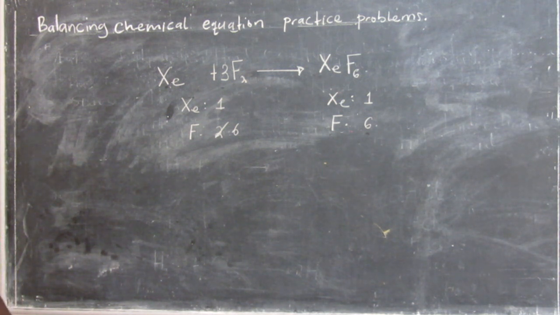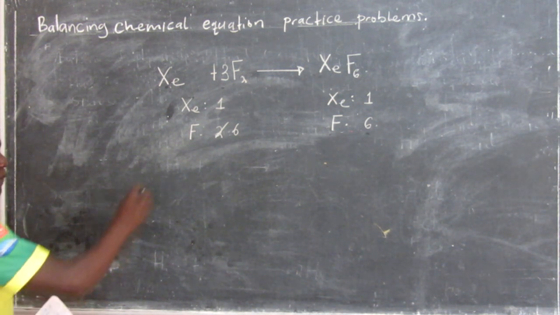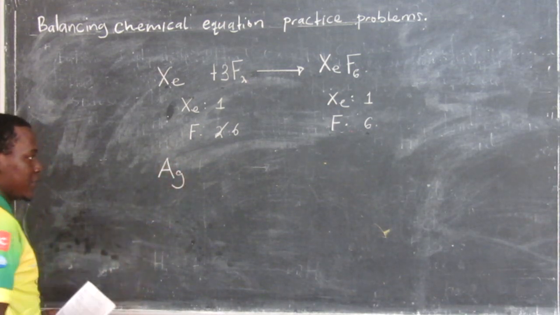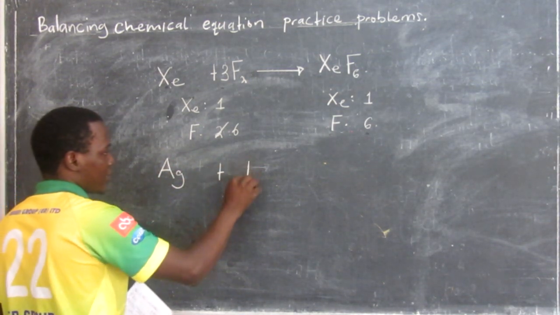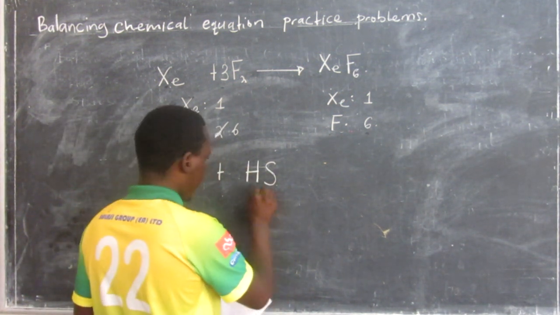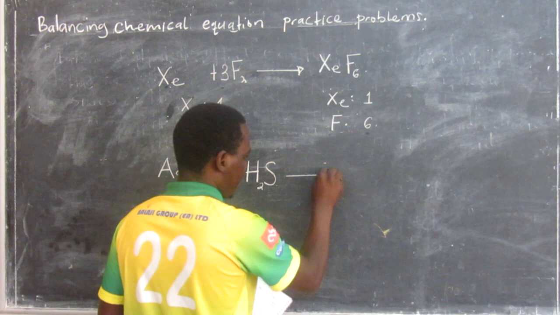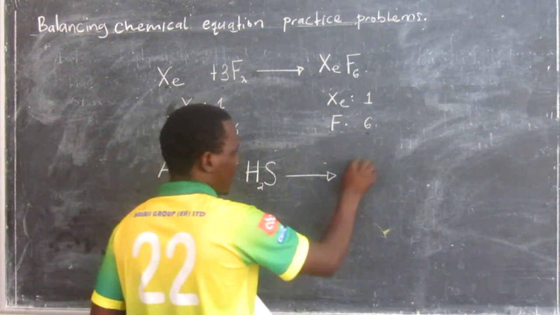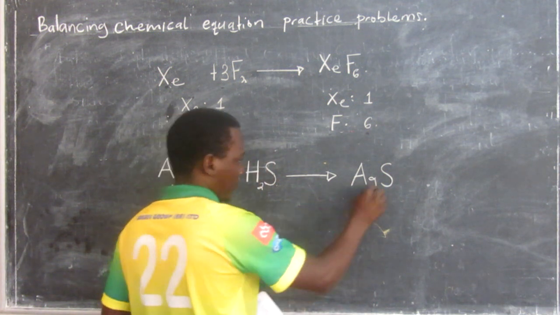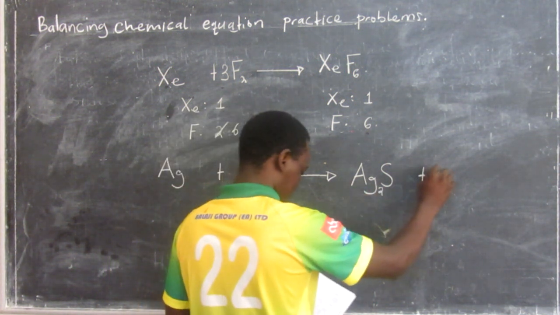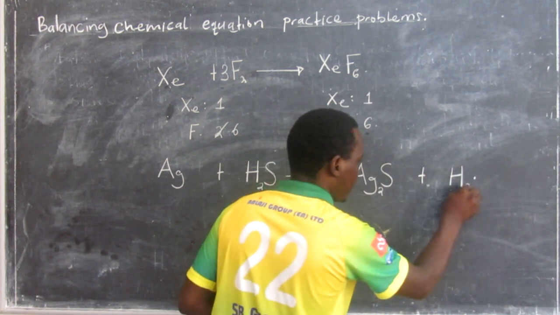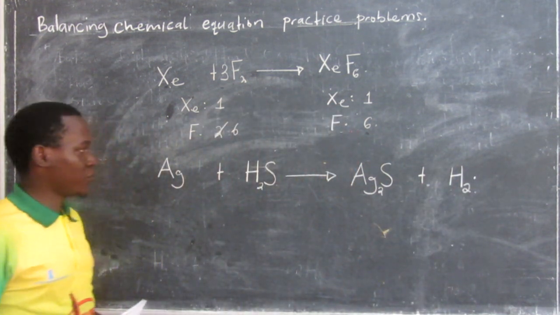My second example is going to be silver plus hydrogen sulfide, it's going to give me silver sulfide plus hydrogen. I need to balance this equation to see.